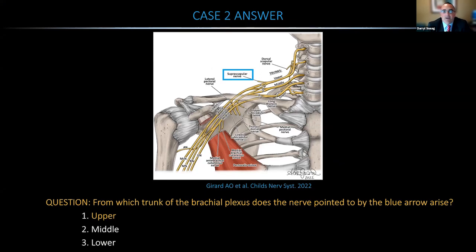So the arrow is pointed to the suprascapular nerve. The brachial plexus, just to briefly go over the anatomy, arises typically from the C5 to T1 nerve roots. You can have what's called a prefixed and a postfixed plexus with relative contributions from C4 and T2, but typically we think of C5 to T1. The C5 and C6 nerve roots will combine to form the upper trunk, and one of the main branches for the upper trunk is the suprascapular nerve.